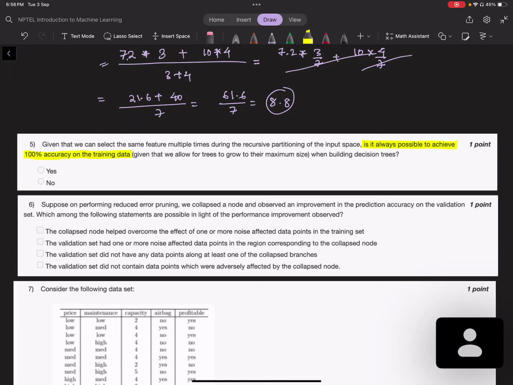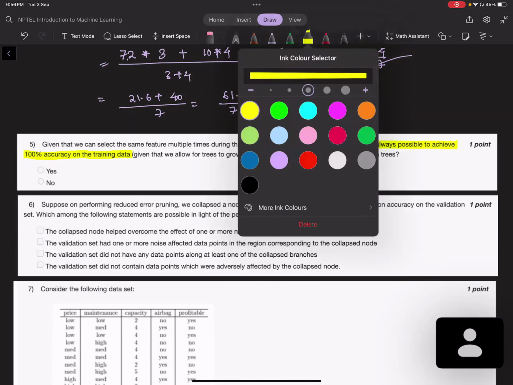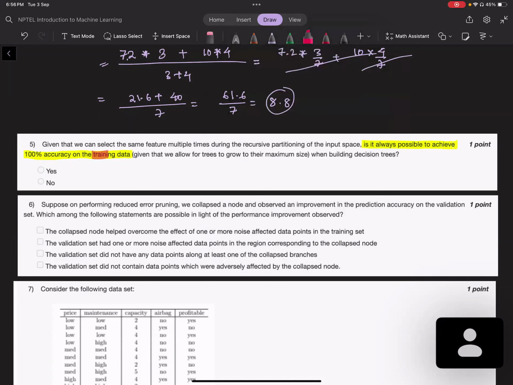Given that, is it always possible to achieve 100% accuracy on the training data? It's not asking you to achieve the accuracy on the testing data, but on the training data, right? So is it possible? When it is asked whether it is possible or not, if it is yes, you can prove that, but if it is not, you have to find at least one case where it is not possible.